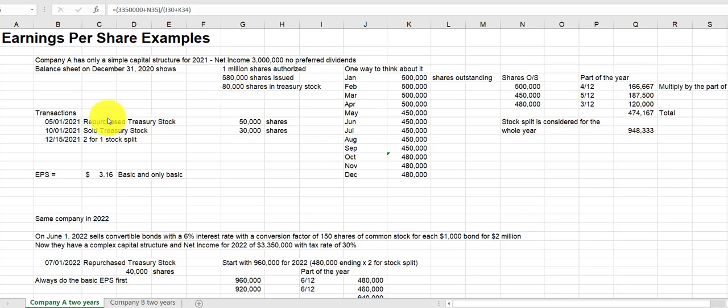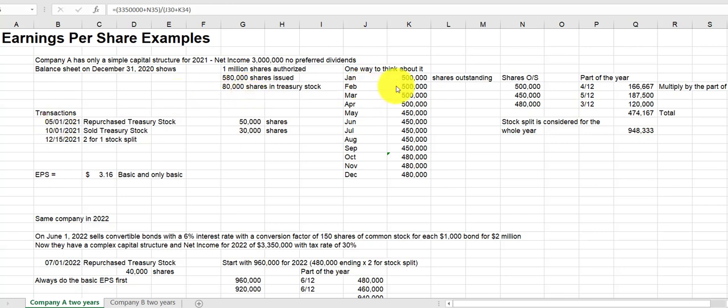Now during 2021, we do two transactions having to do with treasury stock that will affect our number of shares outstanding. We repurchase 50,000 shares on May 1st, and on October 1st, we sell 30,000 shares. We're only worried about the shares, not the amounts, because we're not doing any journal entries here making changes to the equity. And then we have a 2-for-1 stock split that we'll come back to.